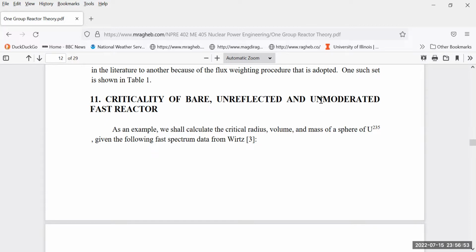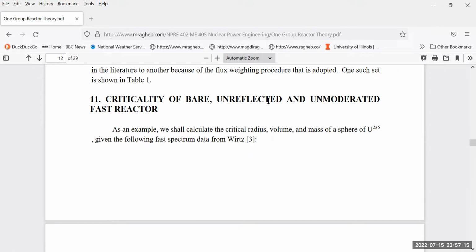And let us say it is an unmoderated fast reactor, meaning that it doesn't have a moderator. So in that case, it could be pure uranium-235. This would be a fast reactor. That's why we need fast cross-sections, because the neutrons have no moderator to be moderated. And in that case, we call it an unmoderated fast reactor.